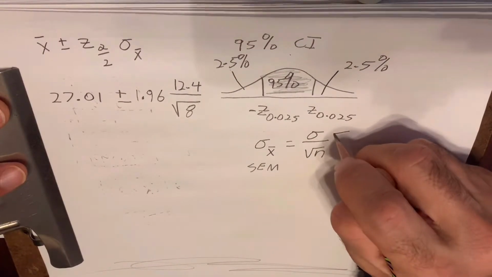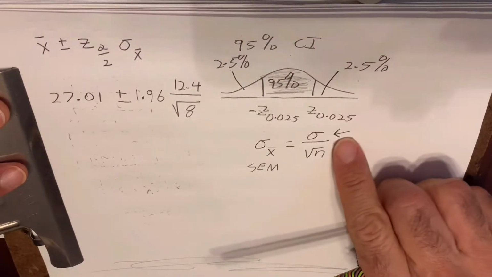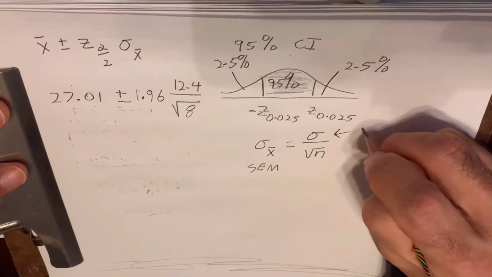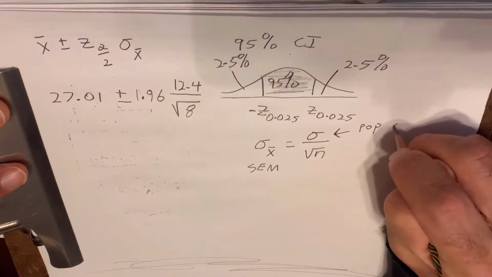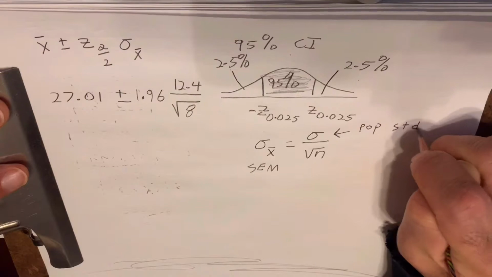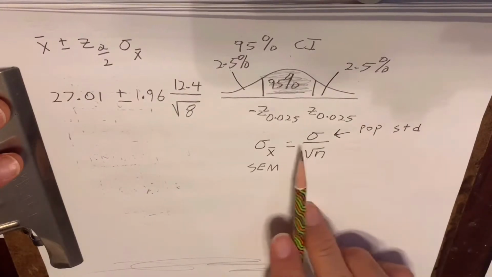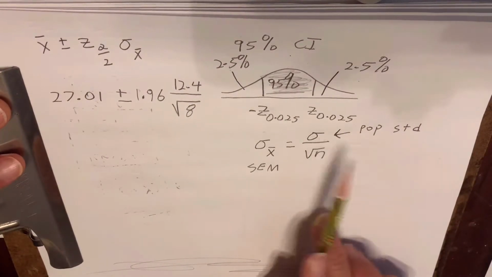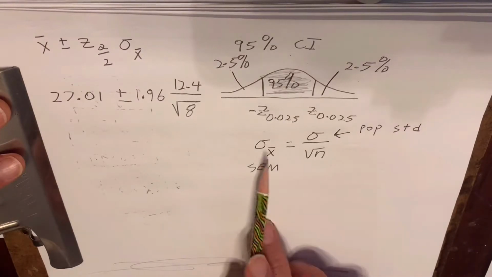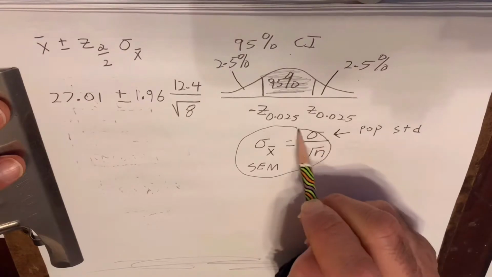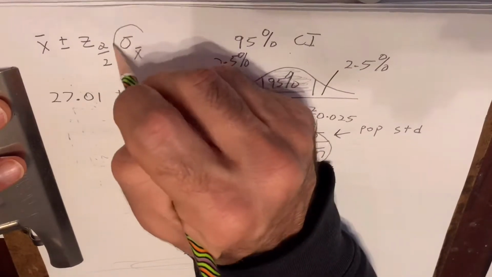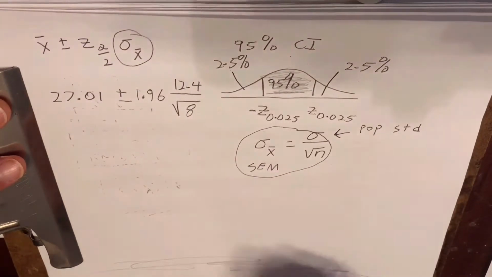This is the standard deviation of an individual observation, which is also called the population standard deviation. I'll write STD for standard deviation. In this case, STD means standard deviation. So this is the formula for the standard error of the mean, and that's what this is.